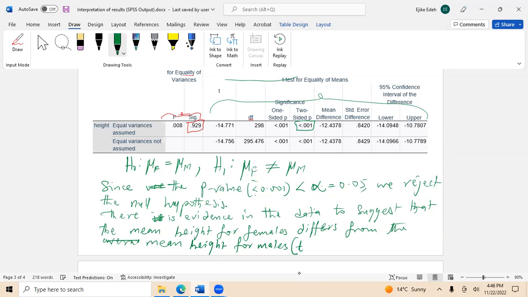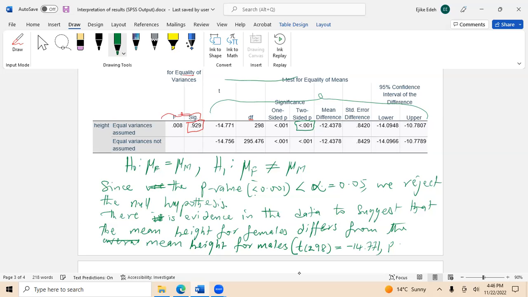The t-test statistics, in parentheses, your degree of freedom 298, is equal to negative 14.771. That's our test statistic. First of all, you write it that way, right? You write your t, parentheses, this is really a subscript, 298 is your degree of freedom, is equal to the value of your test statistic, comma, p-value.